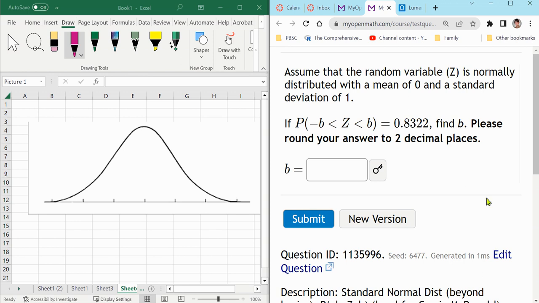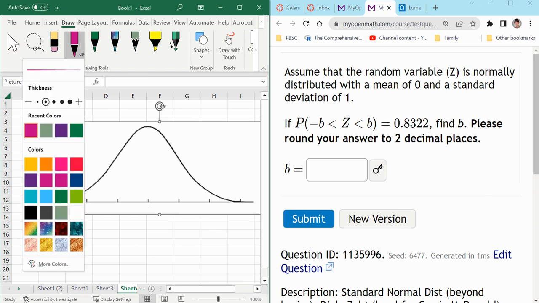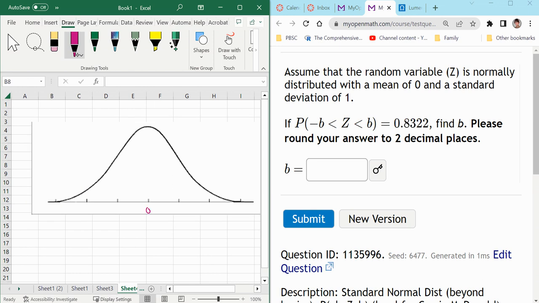So let's go ahead and sketch that out on our curve. Since these are z-scores, we know the mean is 0 and the standard deviation is 1. We don't know exactly where these b values should go or where the boundaries for our shaded region are, but we do know that they're the same distance from 0 since it's negative b and positive b. They're the same value, just different signs. So let's just put our negative b here and our positive b the same distance on the other side of 0, where the mean is.